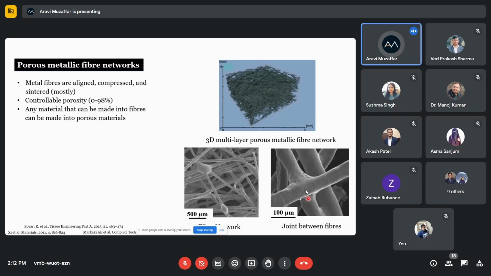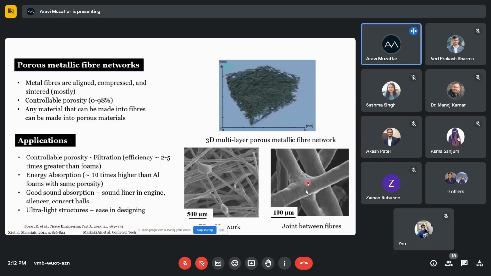Again, if you see in this figure, these are the metal fibers, and these refer to the joints that are formed after the fibers interact with each other, and then they are made to sinter. Maybe in this image the joint between the fibers is quite visible. So the joint between the fibers provides the required strength that is imparted to the porous metallic fibrous network. And it is quite visible in these images that the metal fibers are sintered together so that there's a joint formed between them.